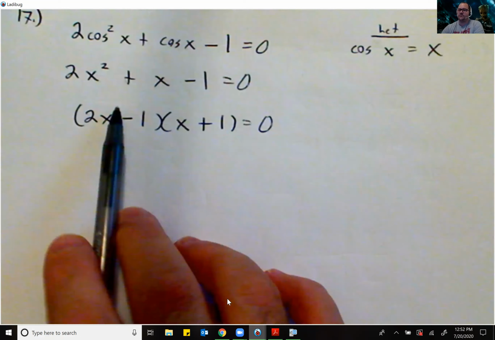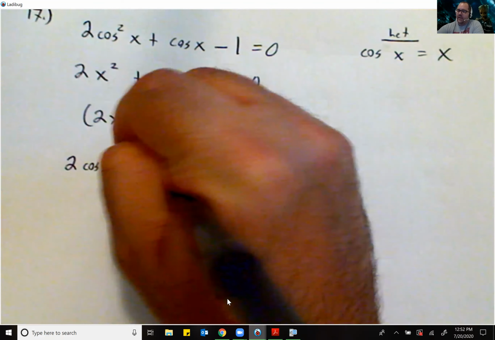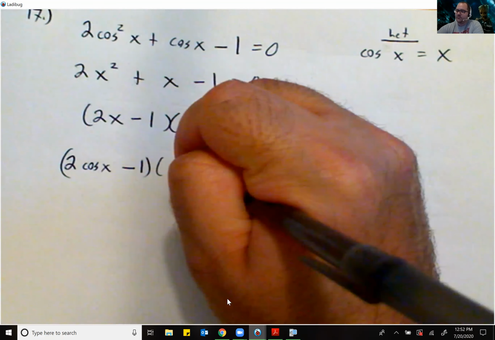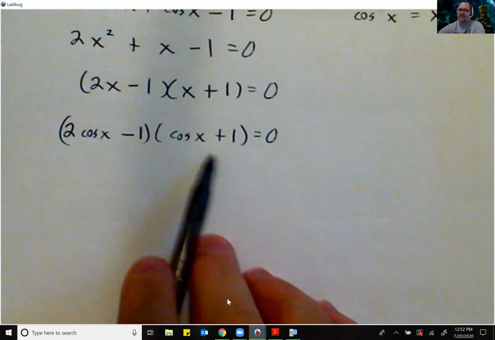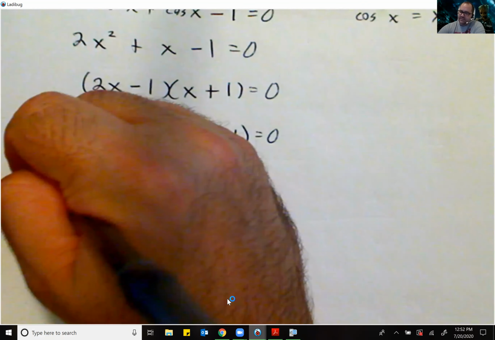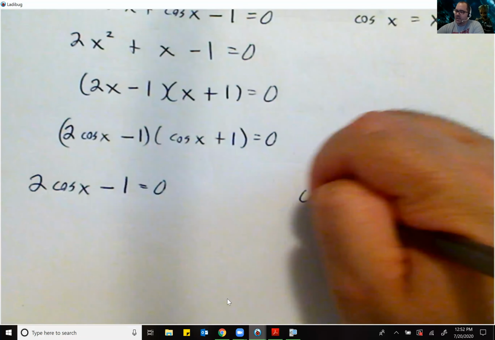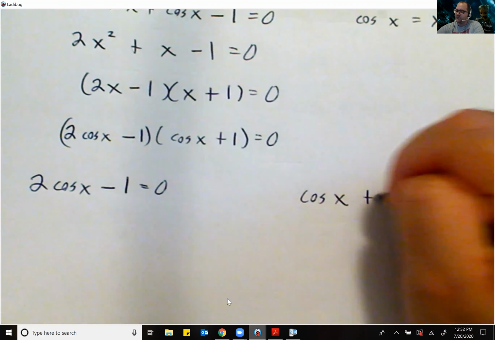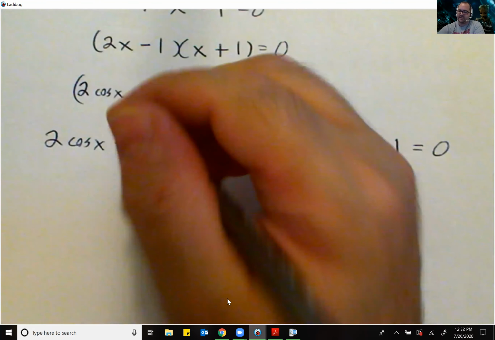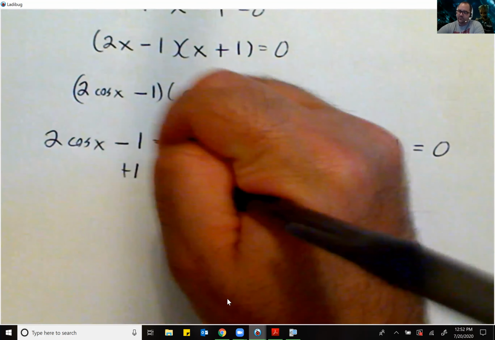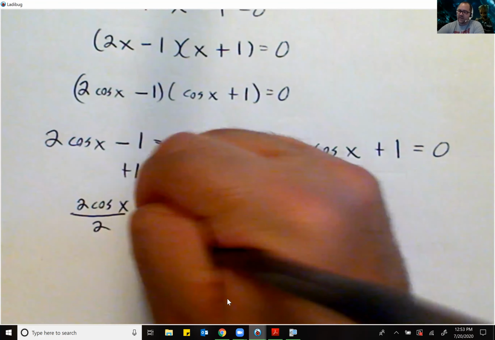And now all you've got to do is put the cosine back into it. So 2 cosine x minus 1 and cosine x plus 1 equal to 0. So how do we solve this? Set both of these pieces equal to 0. 2 cosine x minus 1 equals 0. Cosine x plus 1 equals 0. So we solve just like what we did on number 16. Plus 1. 2 cosine x is equal to 1. Divide by 2. Cosine x equals 1/2.